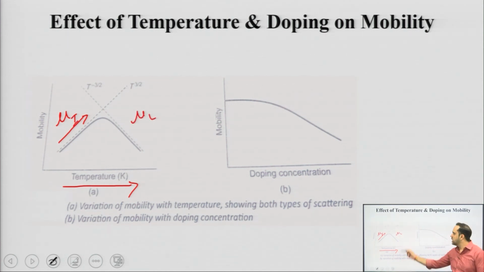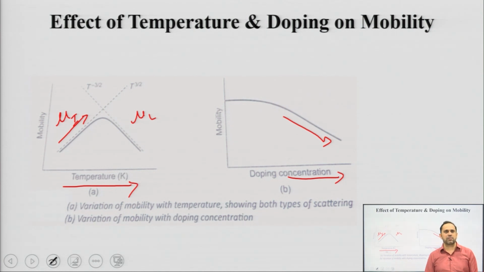Okay. So, here impurity scattering dominates, here lattice scattering dominates, and when you increase the doping concentration, for moderate to high levels of doping, mobility remains largely constant. But at extremely high levels of doping, because of a lot of impurity ions around the charge carriers, a lot of scattering takes place and your mobility starts to reduce, but this happens only at very high levels of doping. Okay. So, this is the effect of temperature and doping on mobility, right.